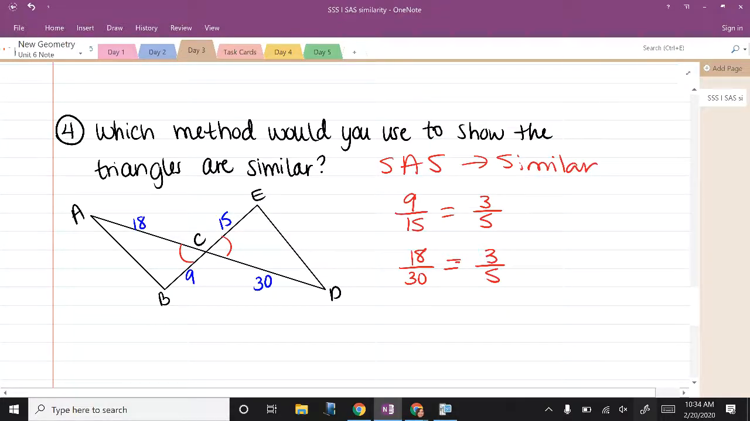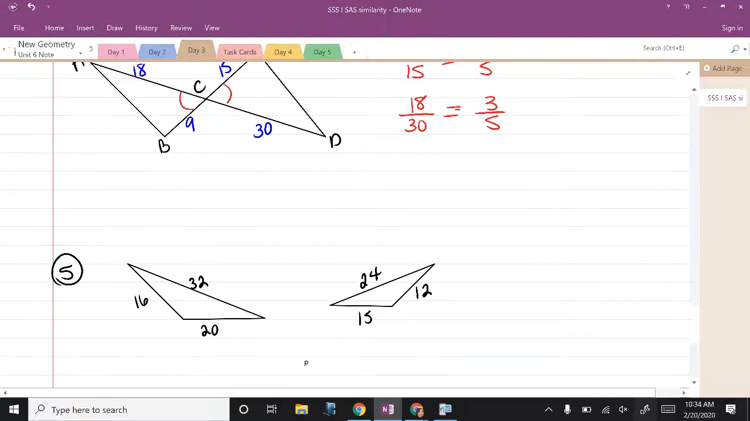But you have to check proportionality of the sides to make sure they're similar, right? We already knew the angles were congruent. So all I had to do was test the corresponding sides to make sure they reduce down to the same ratio. Is that cool? So it's pretty easy. Pretty easy.